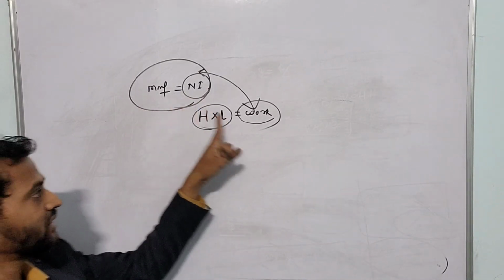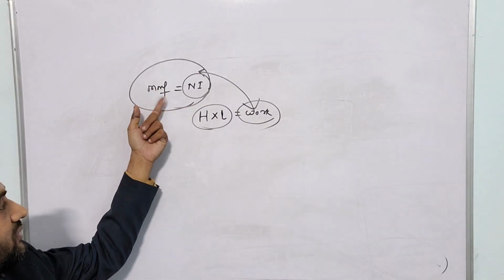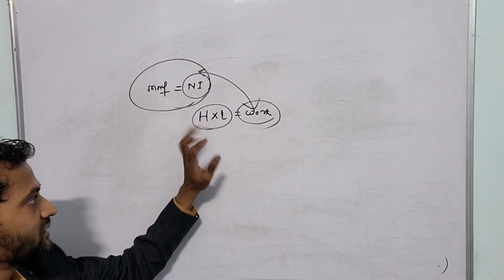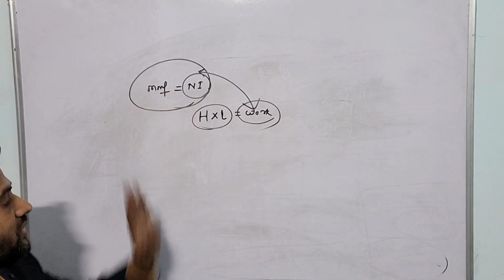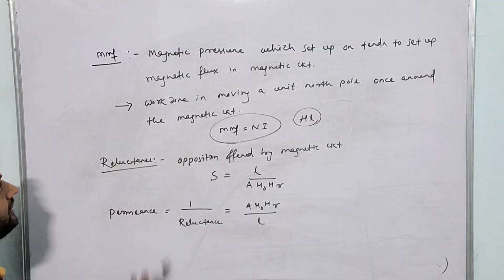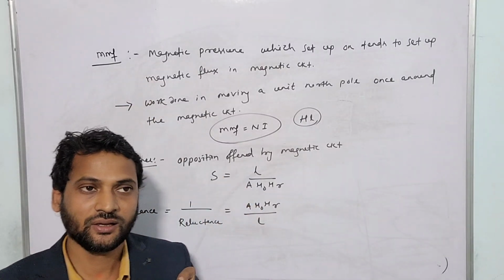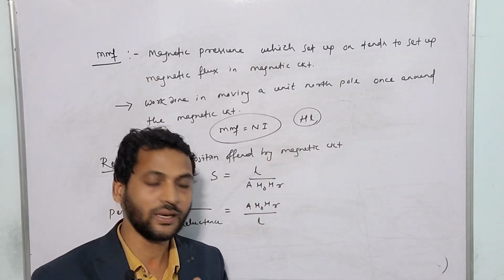See mmf अलग होता है, HL अलग है, but दोनों में क्या similarity? It is a work done or energy. It is also work done or energy. HL is equal to Ni. ठीक है? So here I have written the definition of mmf and reluctance. mmf मैंने क्या बोला था? mmf is nothing but it is the product of number of turn and current.